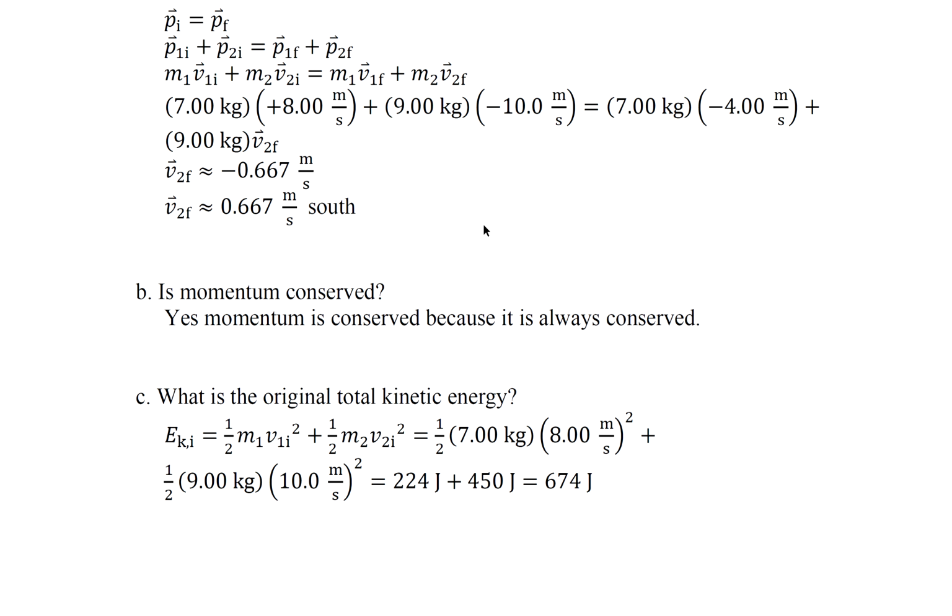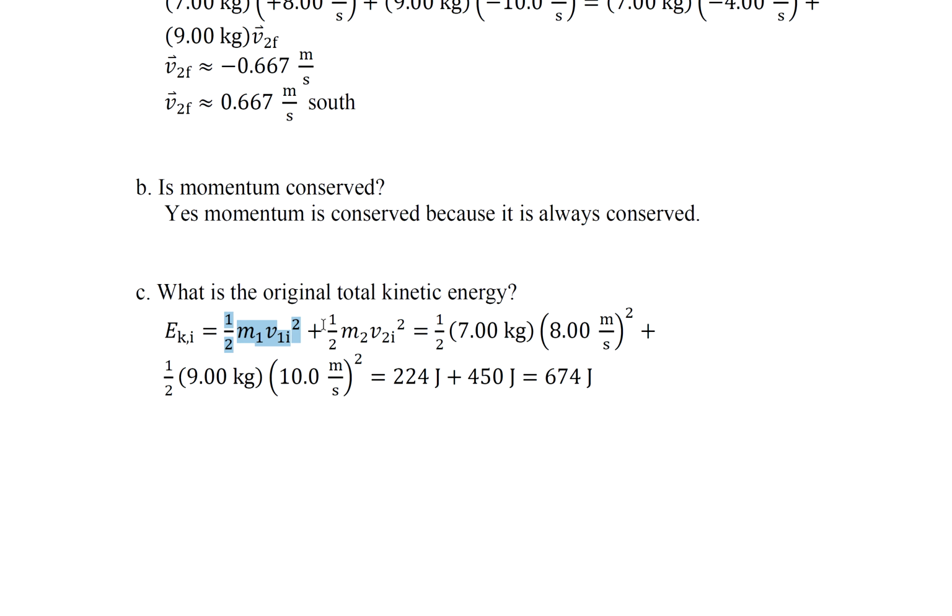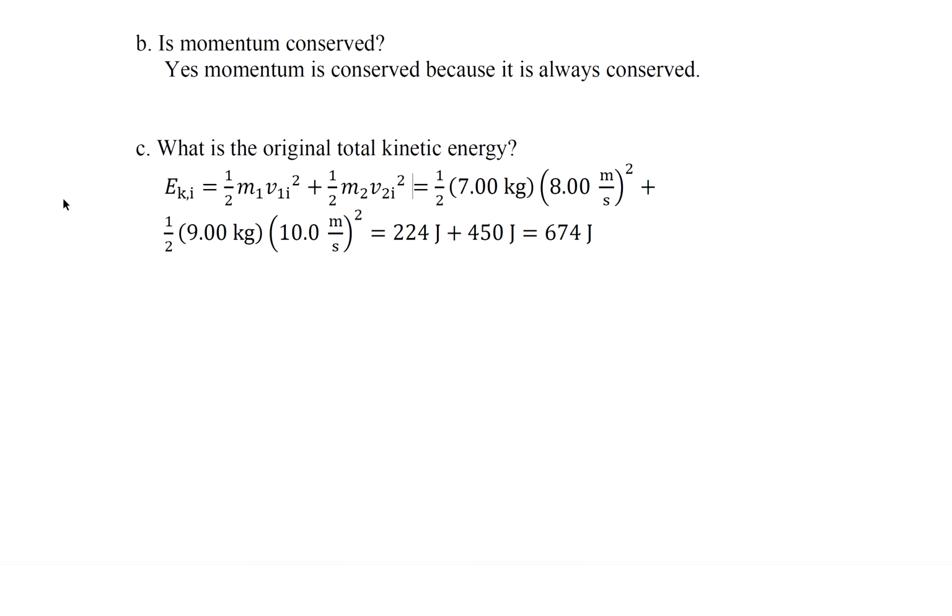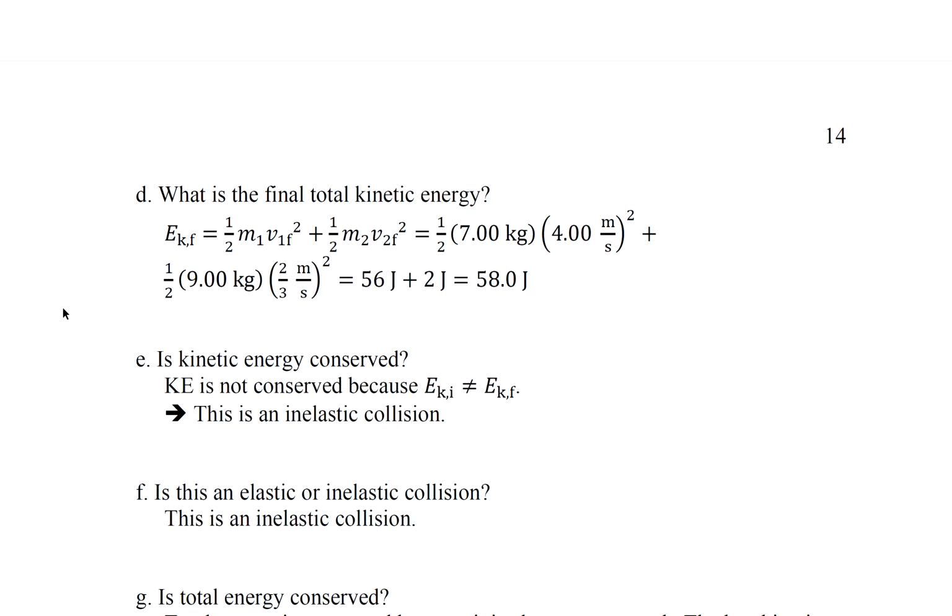Part C, what's the original total kinetic energy? We're going to use this equation. Remember, for kinetic energy, V is speed, so we don't care about the positive sign or negative sign. And since we square the value, the negative sign goes away anyways. Part D, what's the final total kinetic energy? You could see what was done there.